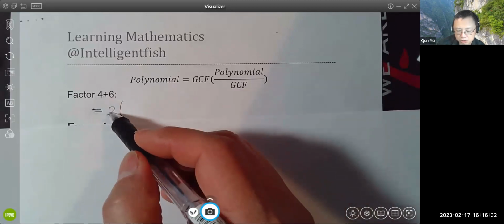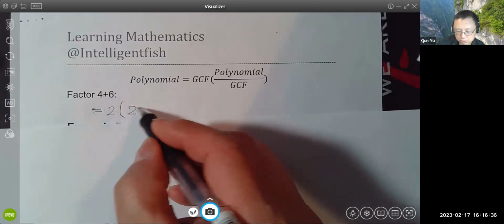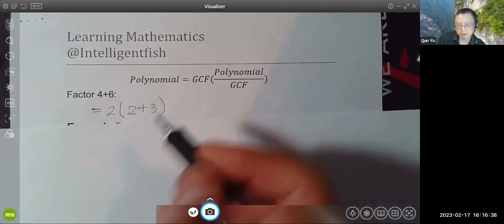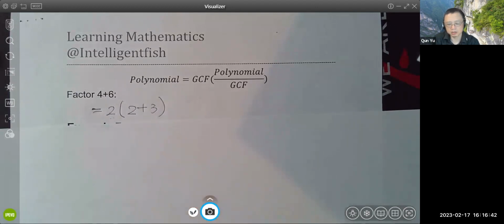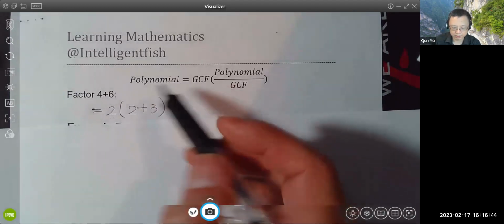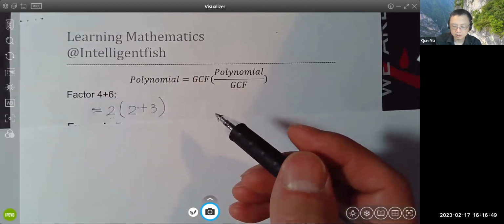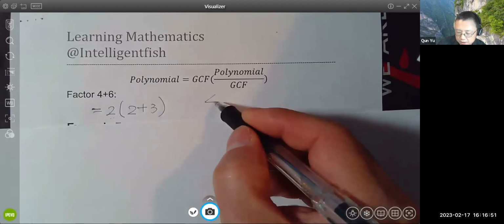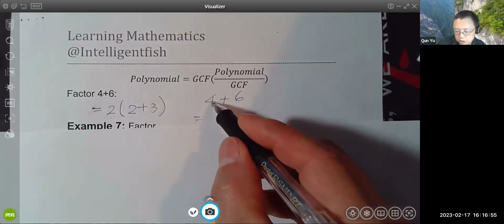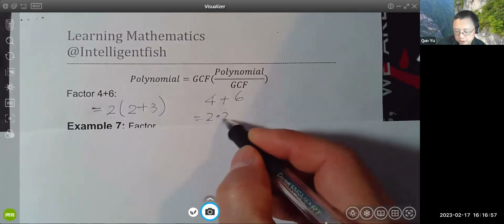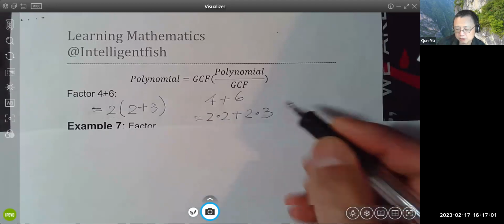4 divided by 2 is 2. This positive 6 divided by 2 is positive 3. Yeah, we just factor out the greatest common factor 2. And don't do the calculation because it's a factoring problem. It's not a calculation problem. Actually, if I write this in detail, it makes more sense. 4 can be written as 2 times 2, 2 factors. 6 can be written as 2 times 3, also 2 factors.